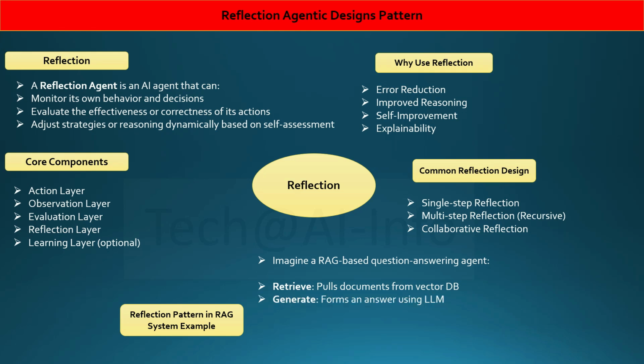Second one, generate: answering using the LLM. The LLM receives the user question and the retrieved documents as context, and it generates a natural language answer. RAG uses external documents at inference time, while fine-tuning modifies model weights. So the limitation without reflection is that the answer may miss important differences and overgeneralize.